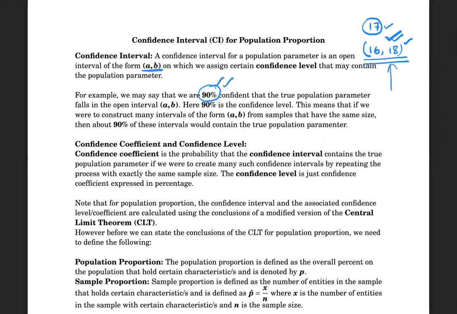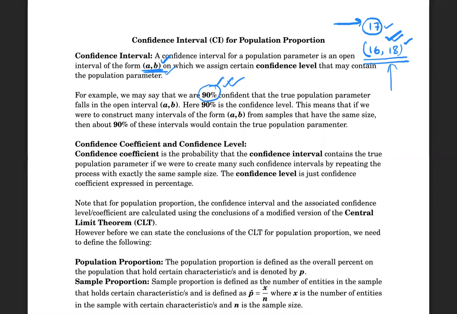So once again, to summarize, you create a confidence interval, an open interval of the form (A, B), based off of your sample. You call it a confidence interval and you associate a confidence level with it, all right? That's what it is. Now, how do you do the actual calculation? We'll get to the details of it.